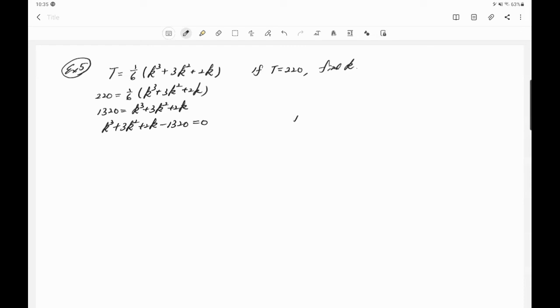Remember p over q? There are so many possibilities here. It will be the factors of 1320. There are so many factors of this one, right? So it can be 1, 2, 3, and so on. So many.